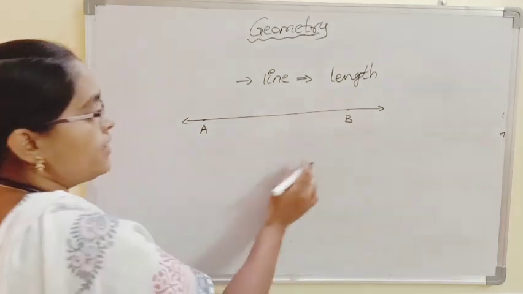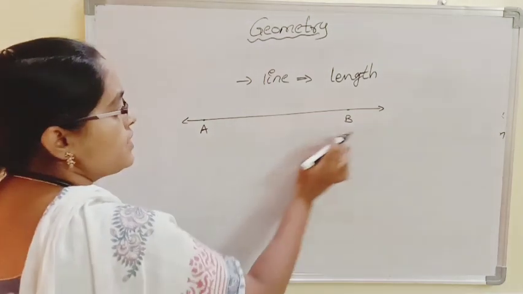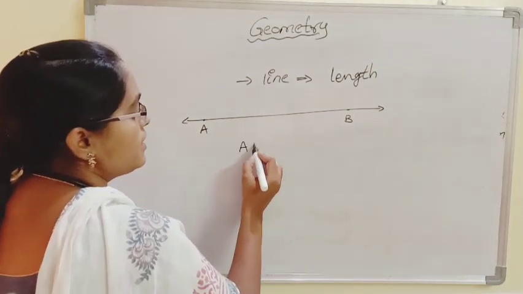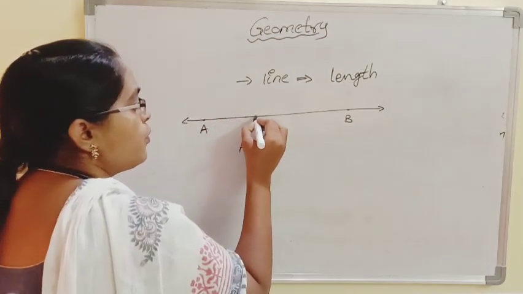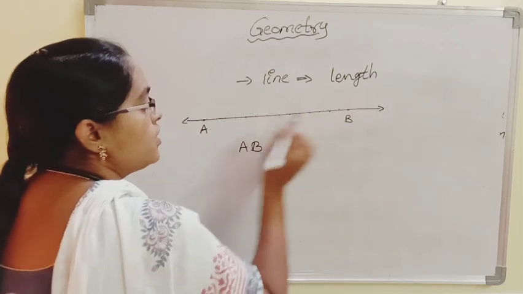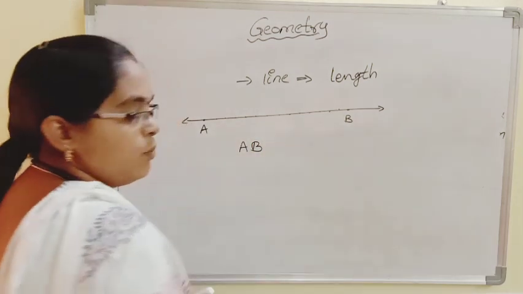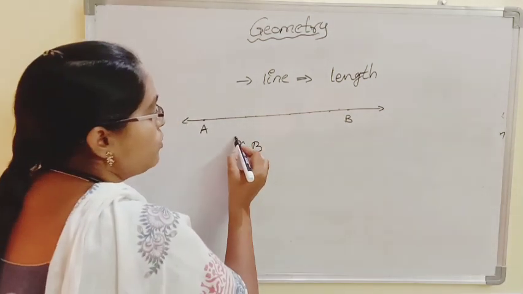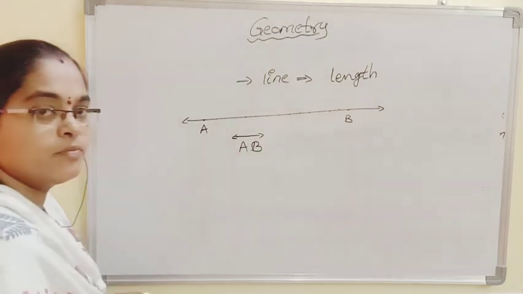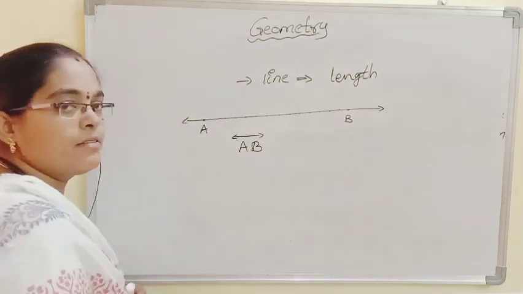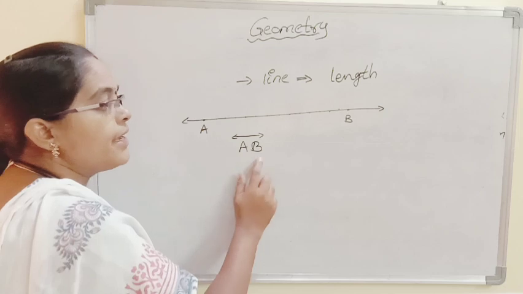So how to represent this line? Take any 2 points on the line. See here, 2 points are there. Those 2 points I am considering as A and B. Any 2 points. See here, infinite number of points are there on the line. So among these infinite number of points, I am considering the 2 points A and B. Upon AB I am representing a line. So like this we will represent a line. How to read this? We read this as line AB.